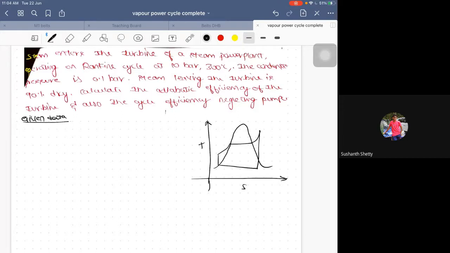This is A, B. 1 to 2 is isentropic expansion, 2 to 3 is condensation, and 3 to 4 is pumping work. 4 to E is the economizer, A to B is the boiler, B to 1 is the superheater. So 4 to 1 is nothing but your heat addition process. Typical TS diagram. Next.